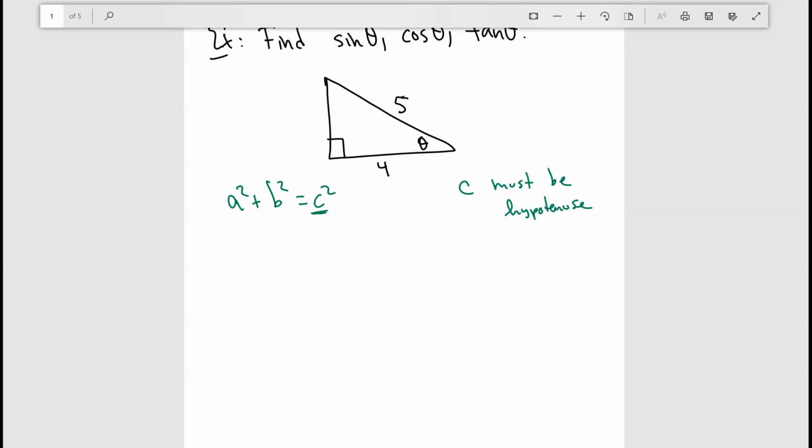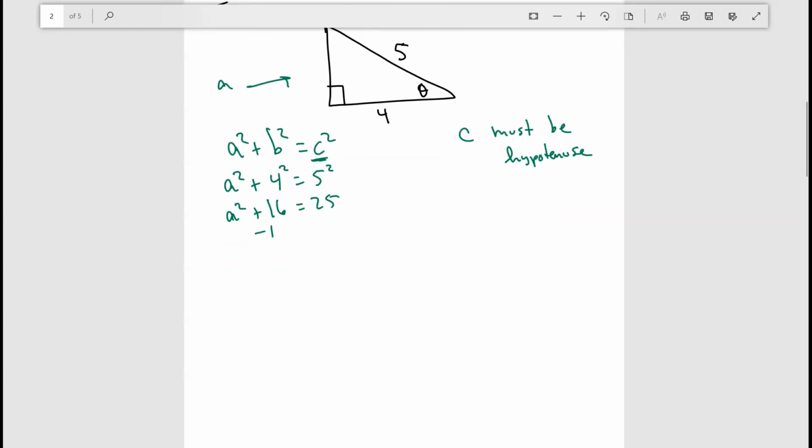Okay, it has to be the longest side. So A, let's just call this A. So A squared, I don't know what it is. B in this case is 4, so I'm going to have 4 squared equals C squared, which is 5 squared. So A squared plus 16 equals 25.